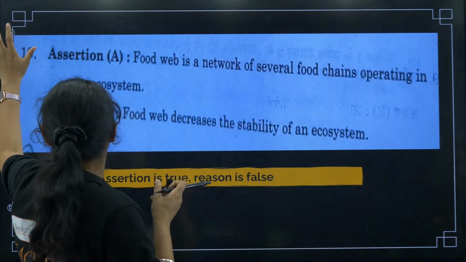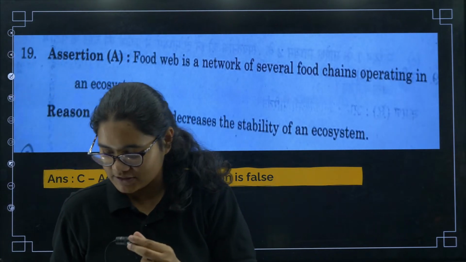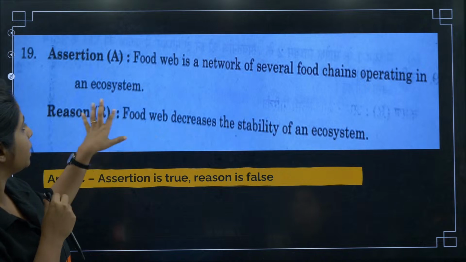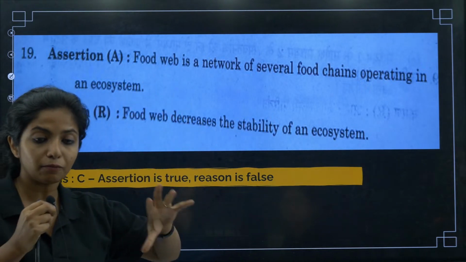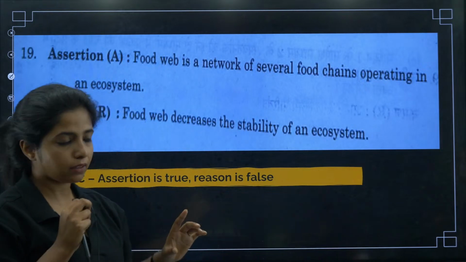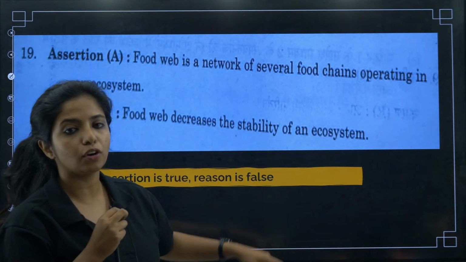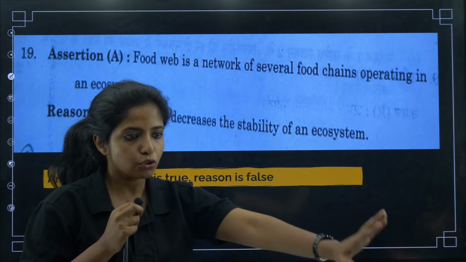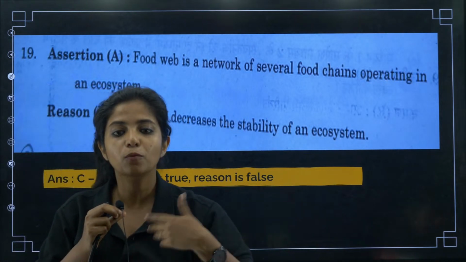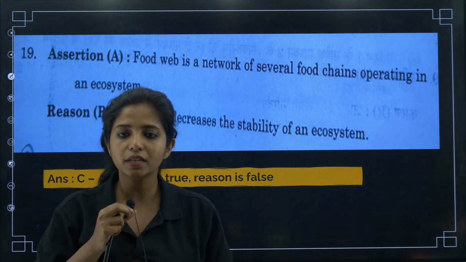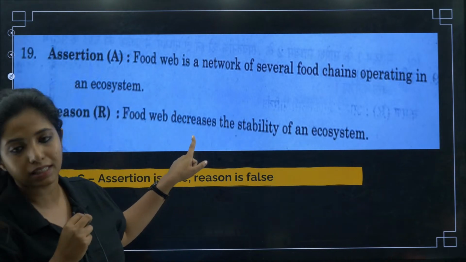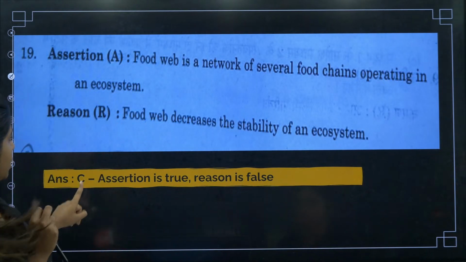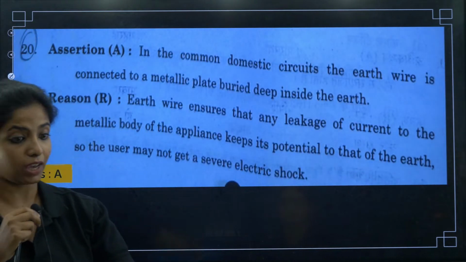Now moving to the next question, we have Jasmine ma'am's question here. It's a biology question. The assertion says food web is a network of several food chains operating in an ecosystem. Is it true? Yes, obviously, a food web is nothing but so many food chains coming together. Now the reason is that food web decreases the stability of the ecosystem. Obviously not. Suppose I am a lion, if I have a rabbit over there to eat, that's fine, but also if I have another option, that would be making me more stable, I have two choices now. So obviously a food web would be increasing the stability, not decreasing it. So this becomes a wrong statement here. The assertion is true and the reason is false. C option.